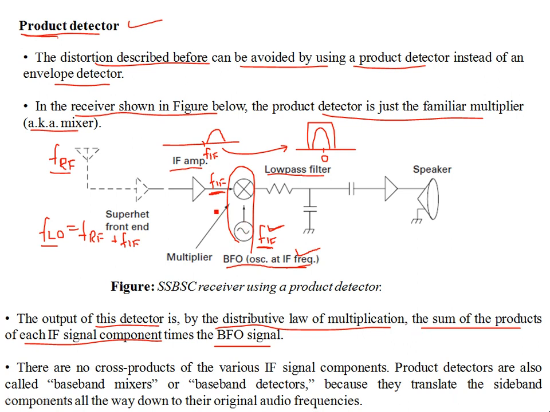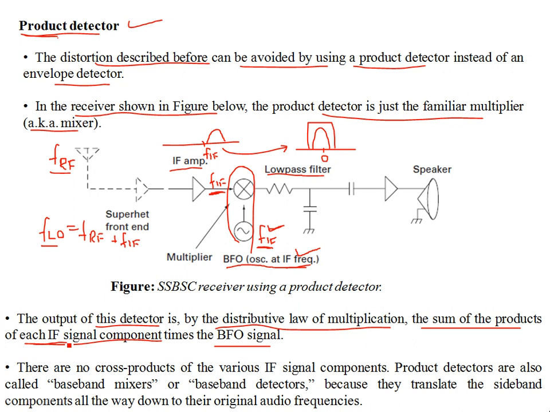If the intermediate frequency stage has more than one component, then the output is the sum of the products of each, and those products are the IF signal components multiplied by the BFO signals, the beat frequency oscillator signals.